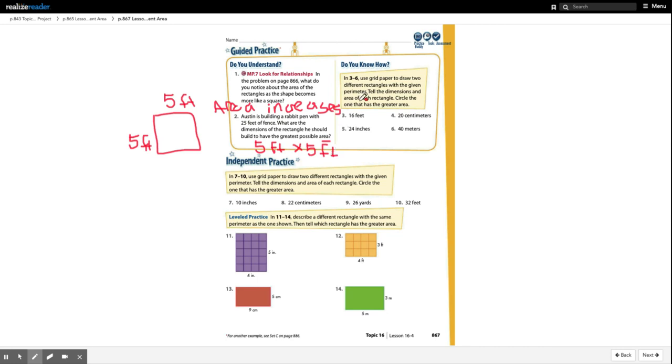Let's look at the rest. Numbers 3 through 6, use grid paper to draw 2 different rectangles with the given perimeter. Tell the dimensions and area of each rectangle. Circle the one that has the greater area.